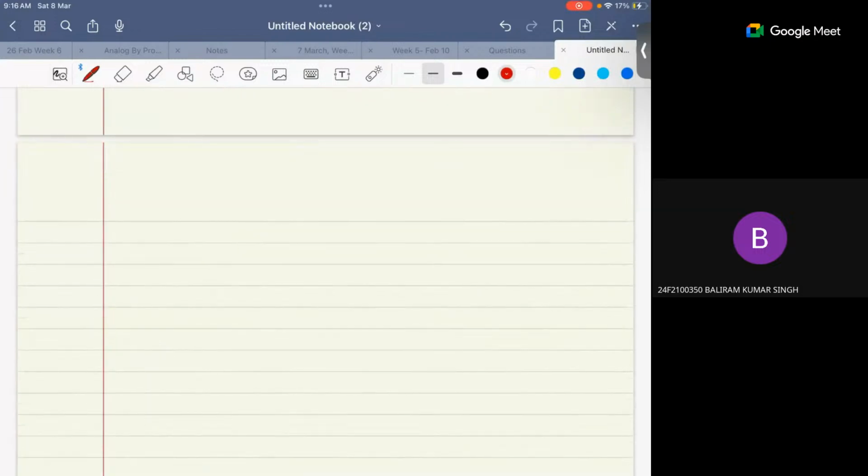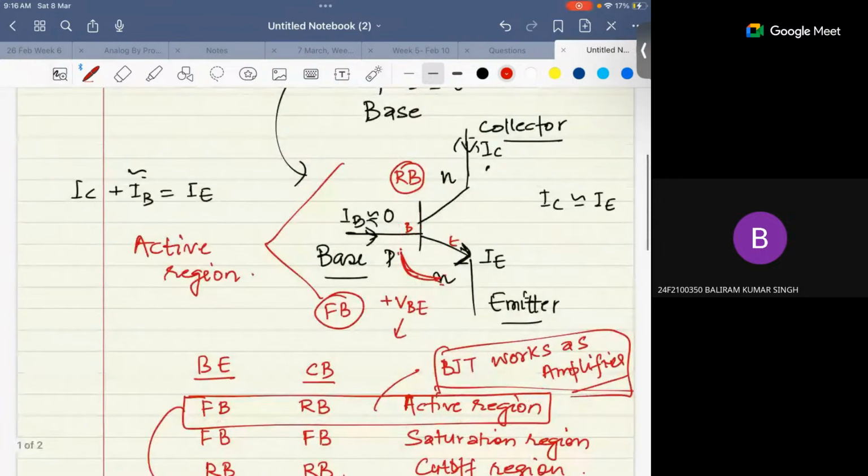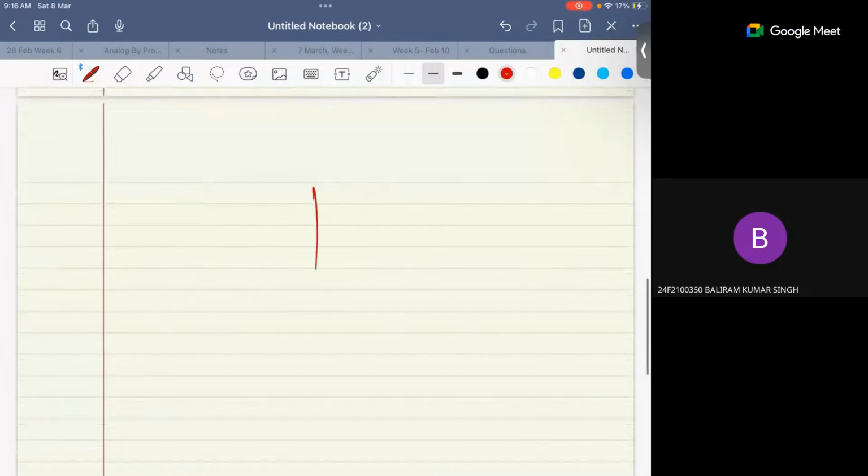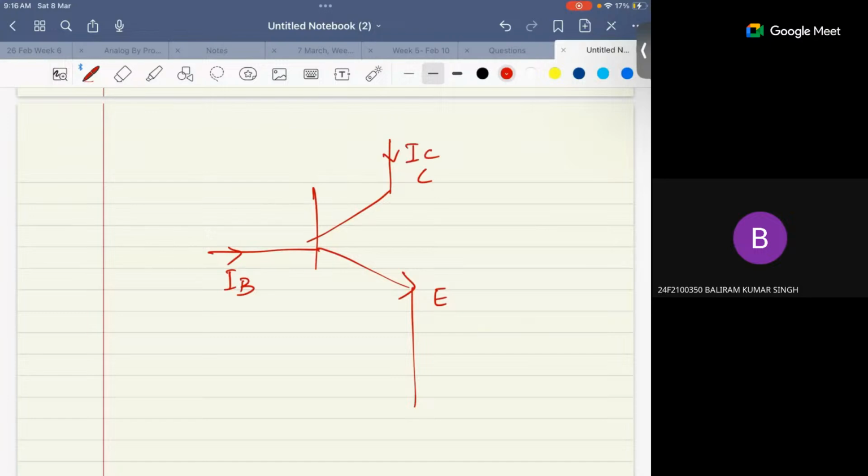You would have heard about some terms like current gain, right? So normally this is your BJT, the emitter, the collector and the base. This is IB, this is IC, this is IE. I told you IE is equal to IB plus IC. There's one term, beta. Beta is normally IC upon IB. And I already told you IC then equals beta times IB.